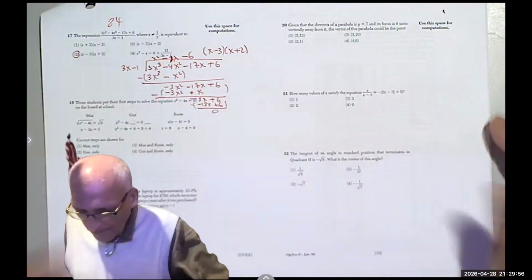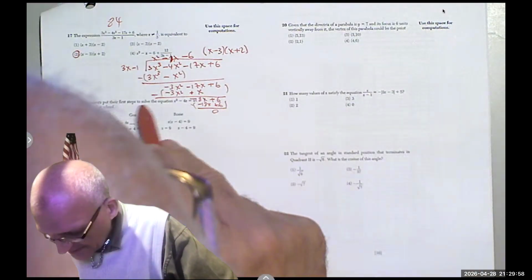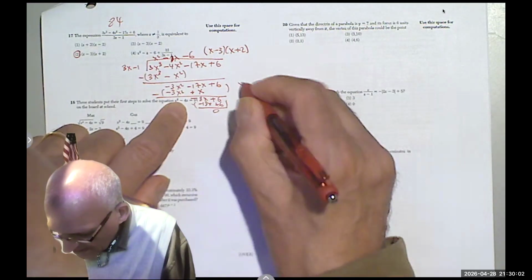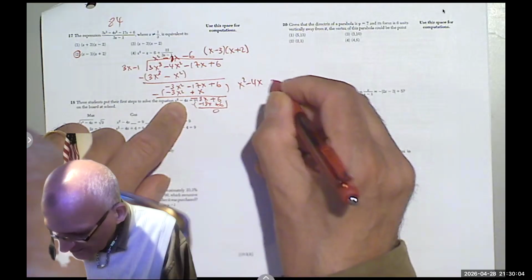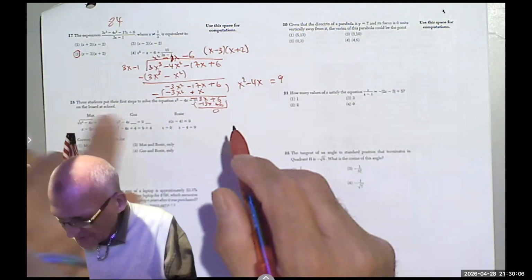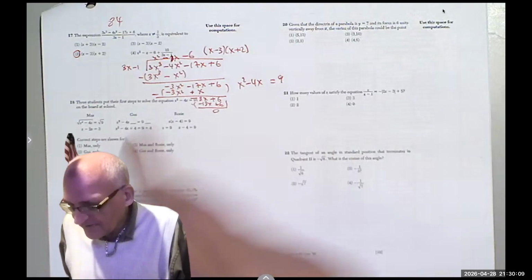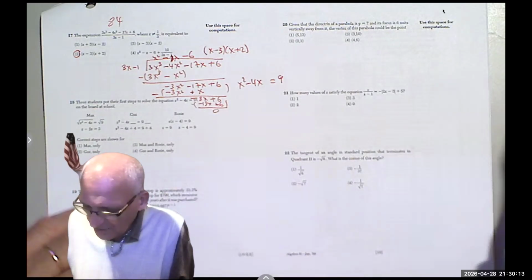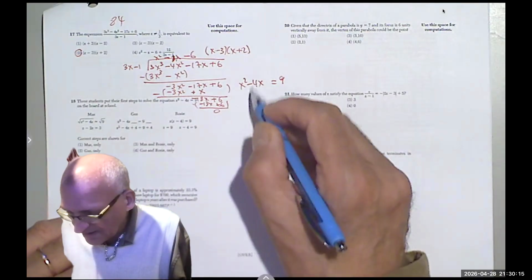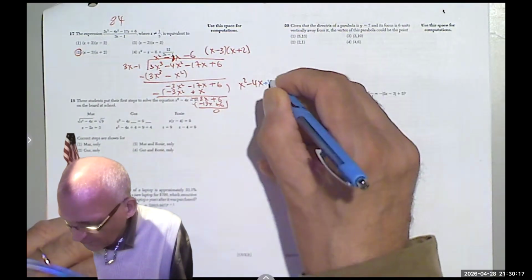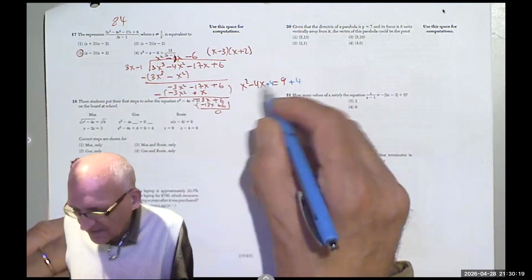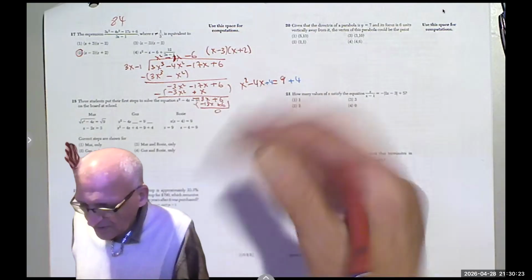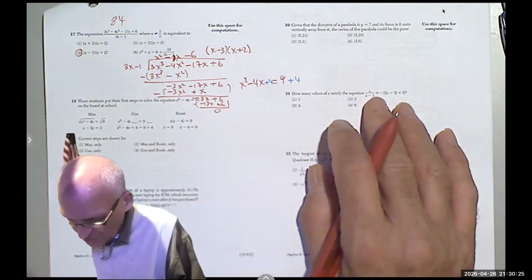3 students put their first step to solve the equation x squared minus 4x equals 9 on the board at school. And all of them were trying to complete the square, right? So you know that you will divide negative 4 by 2, you get negative 2, square it, you get positive 4. And then you say this is x minus 2 squared, this is root 13, and then you take the square root, plus or minus, and you add the 2.